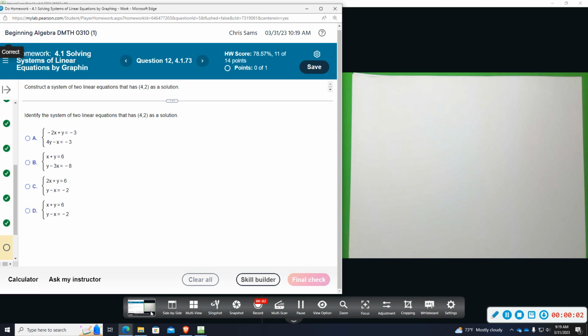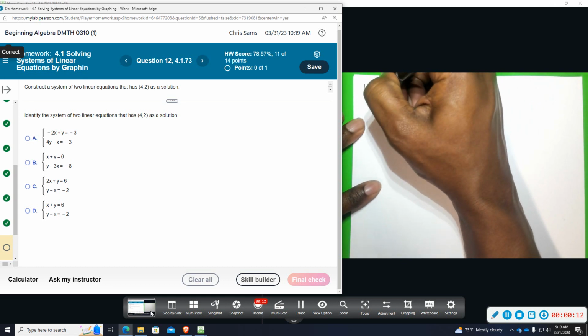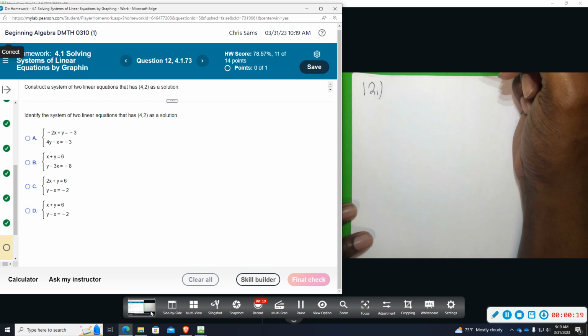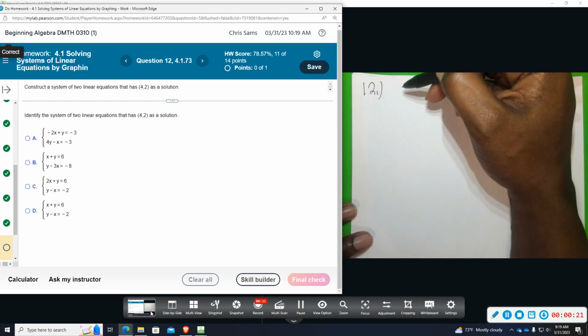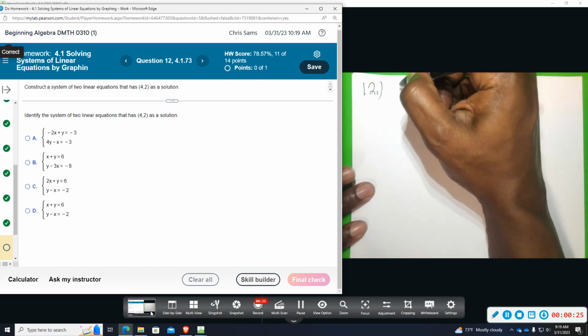All right, number 12, this one wants us to construct a system of two linear equations that has (4, 2) as a solution. So we don't actually have to construct the equations. They're already given. All we need to do is plug them in and test to see which one actually works. So we have this ordered pair (4, 2).